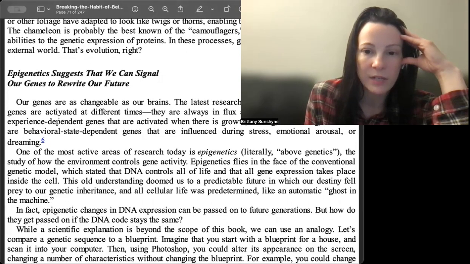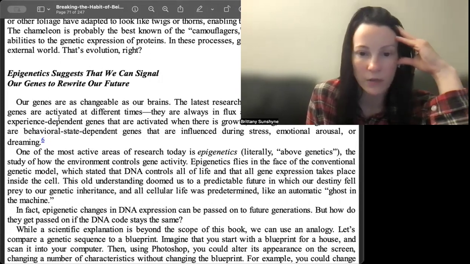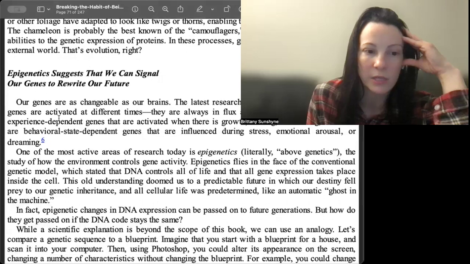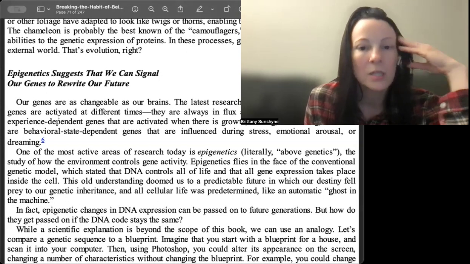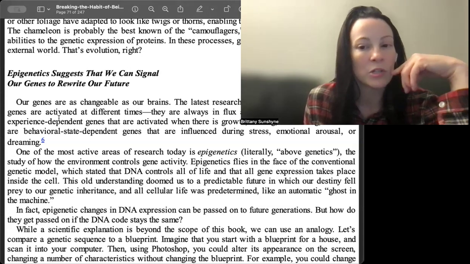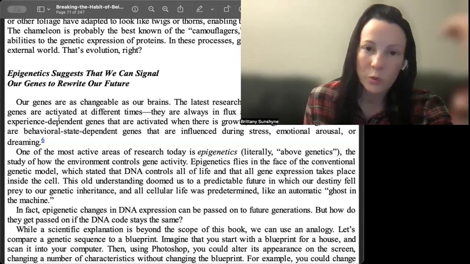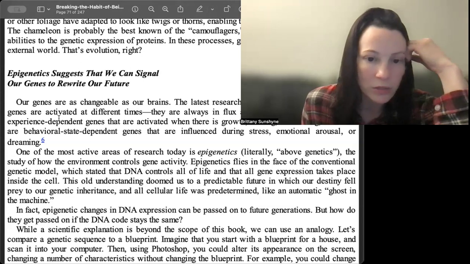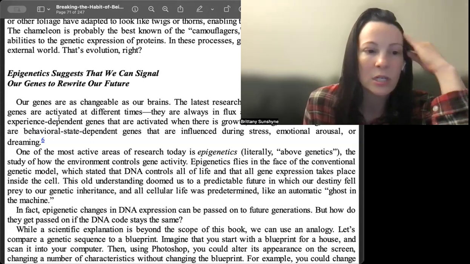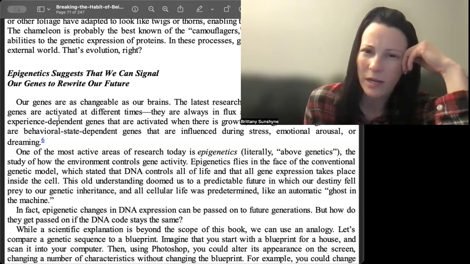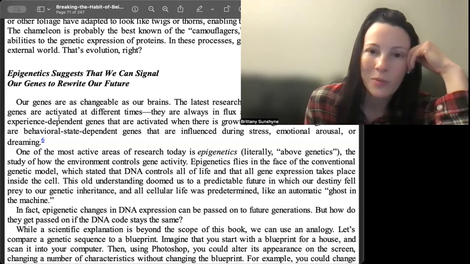Epigenetics flies in the face of the conventional genetic model, which stated that DNA controls all of life and that all gene expression takes place inside the cell. This old understanding doomed us to a predictable future in which our destiny fell prey to our genetic inheritance, and all cellular life was predetermined, like an automatic ghost in the machine.